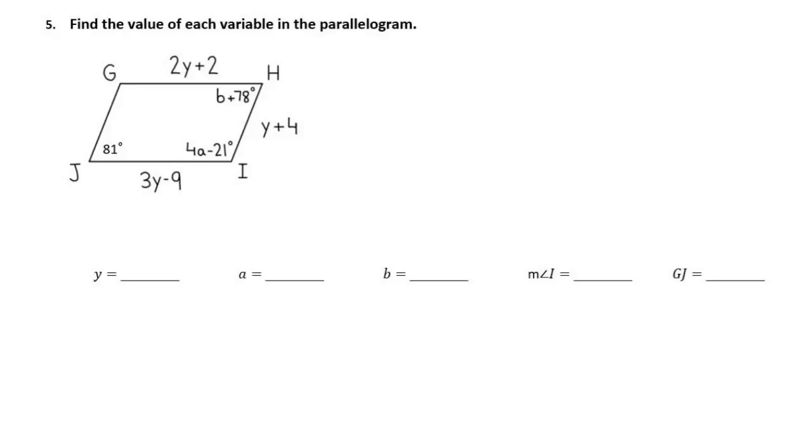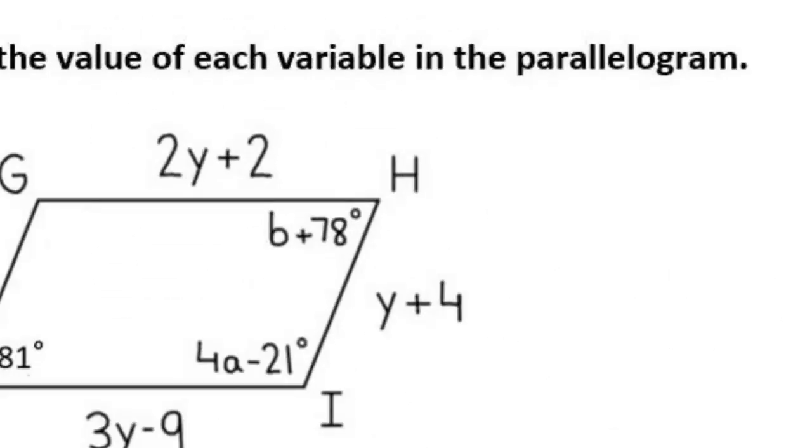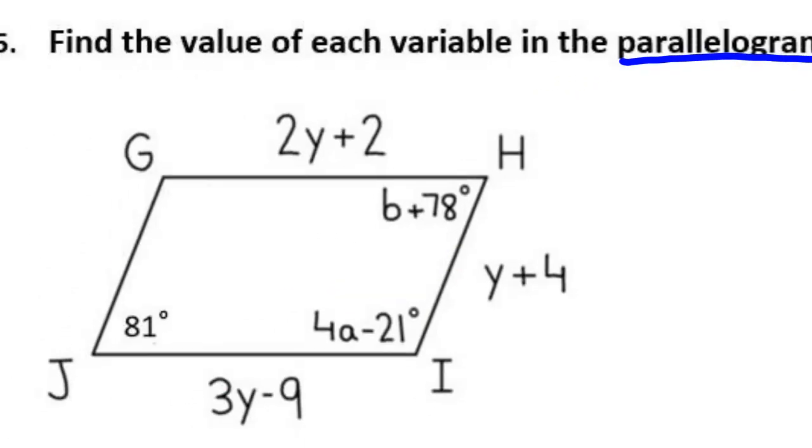For number 5, we need to find y, the measurement of angle I, and the length of GJ. So let's find y first. I know this is a parallelogram, so I'm going to mark it up with the information that I have. In a parallelogram, opposite sides are congruent, and opposite angles are congruent.